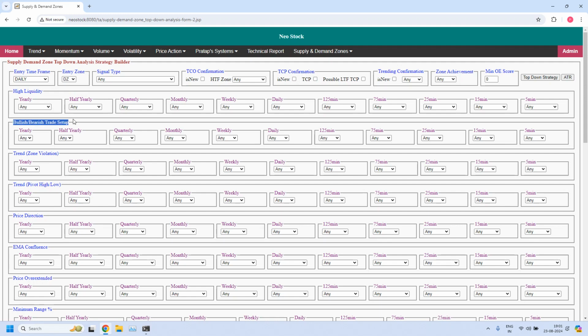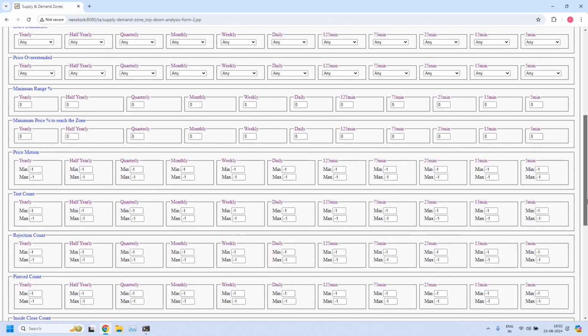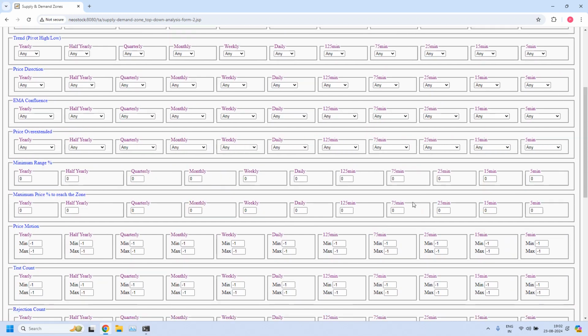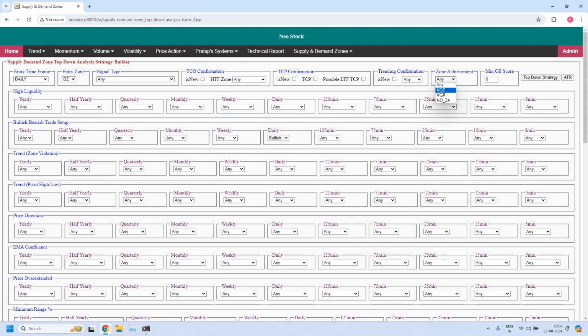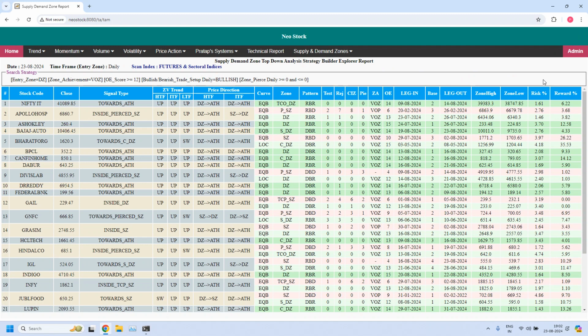And in bullish or bearish trade setup, at daily time frame, I am selecting bullish. And these daily zones should not be pierced. So in the pierced count column in daily time frame, minimum value I am setting 0, maximum value I am setting 0. Zone achievement should be violated opposing zone, and minimum odd enhancer score is 12. Now let's verify. So this is the filtered list.